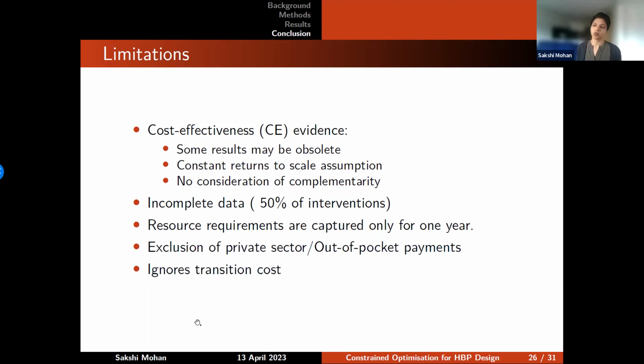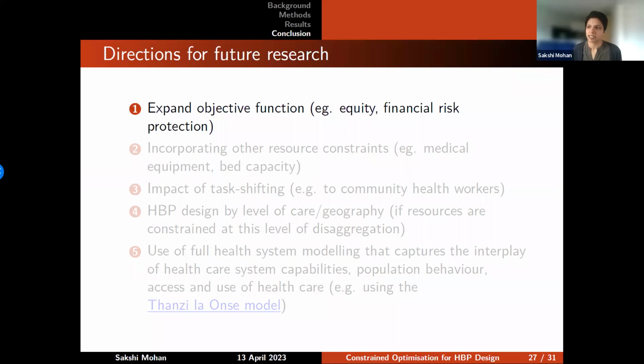And finally, we ignored the cost of transitioning from a health benefits package to another. So we sort of assume that we're starting from a blank slate and establishing a health benefits package, but it is possible that if this health benefits package that has been adopted is different from what was previously provided in Uganda, there might be additional costs to including new interventions or also excluding interventions that were available in the previous health benefits package.